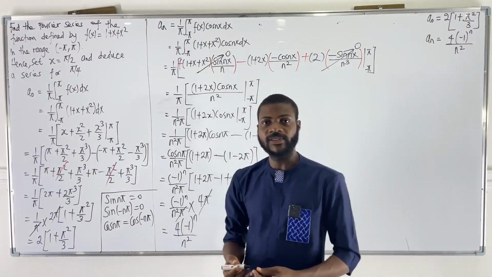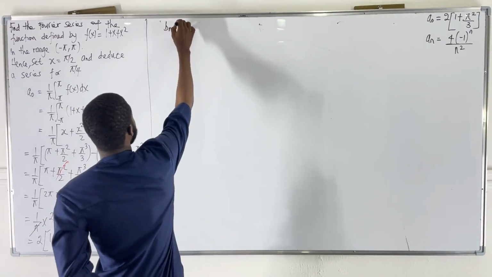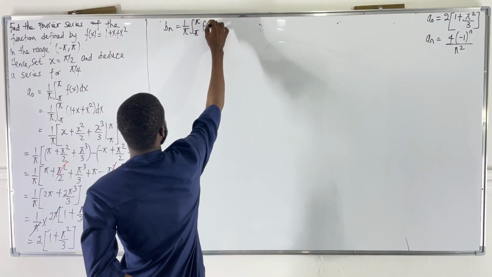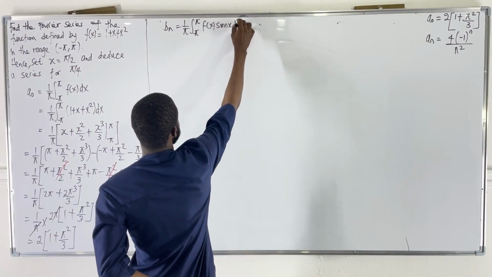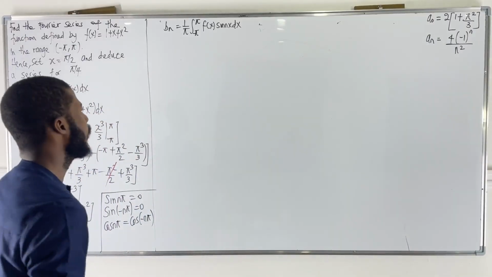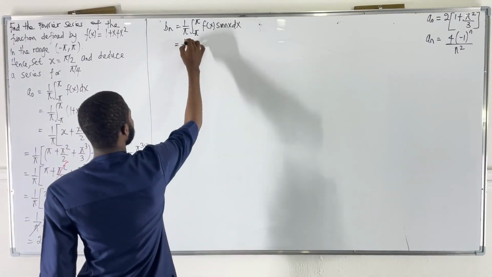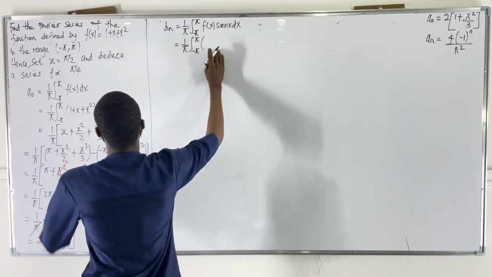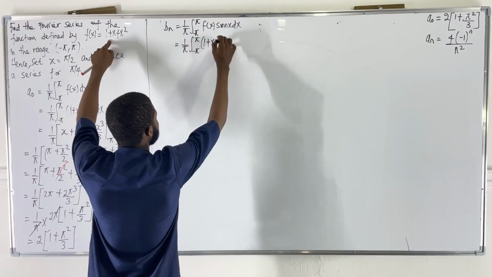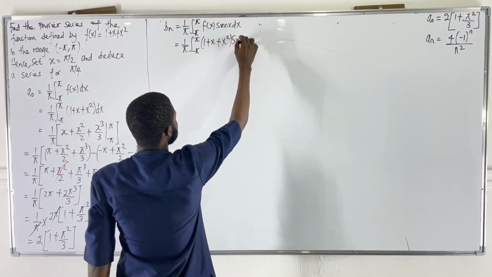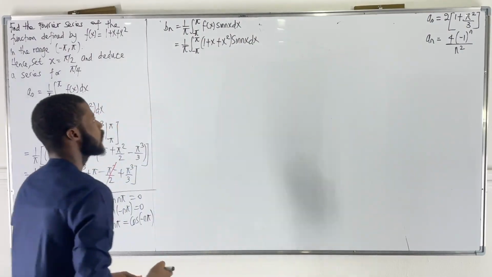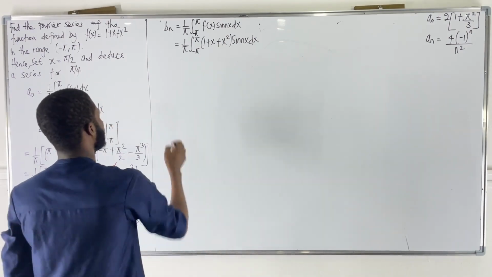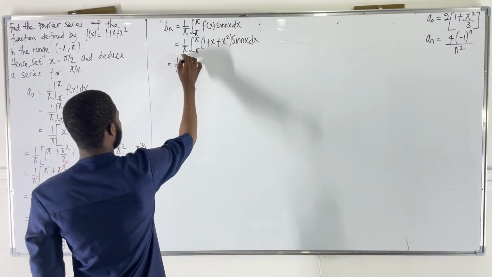So now let's find B sub n. B sub n is 1 over pi integral from minus pi to pi of f of x sine nx dx. So that's what we have. Now what I'm going to do is to say this is 1 over pi, then I have integral from minus pi to pi. The function is 1 plus x squared sine nx dx. Now what I'm going to be doing next is to use integration by parts, but there's a shorter way for me to do that. So this is 1 over pi.